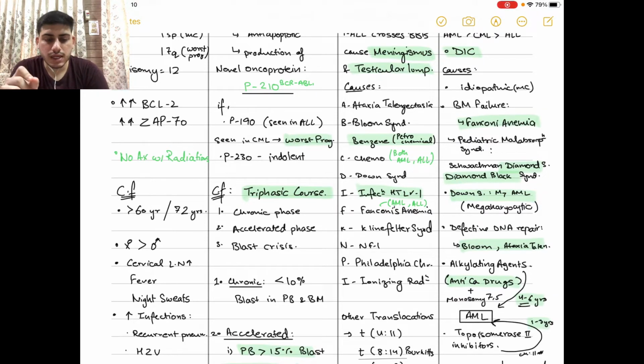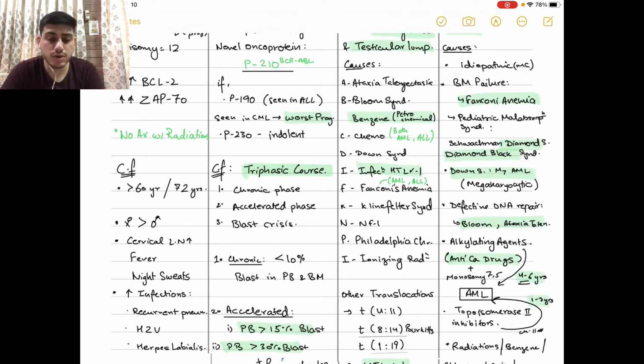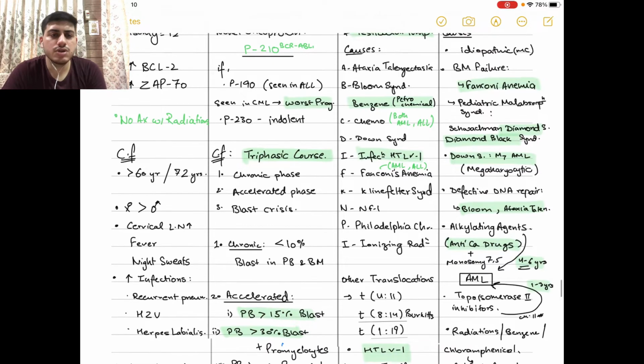And if it's P190, it can form other oncoproteins as well. P190 is commonly seen in ALL, which we will read after this. But if P190 is found in CML, then it is associated with bad prognosis. And if P230 is found, similarly, 190 and 230 are the kilodalton sizes of this oncoprotein. If it is 230, it's indolent, it won't cause much effect to the patient.